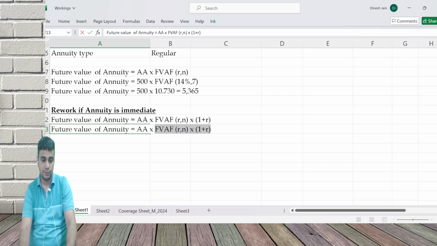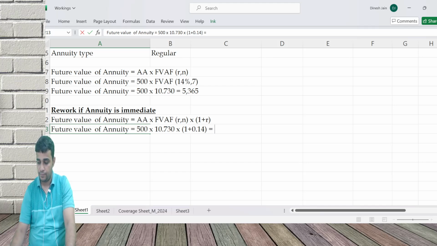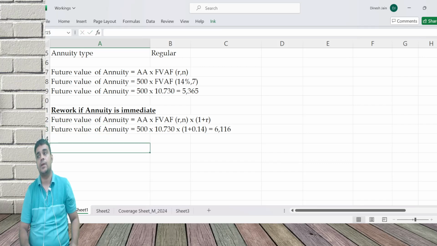500 into 10.730 into what? 1 plus how much? 0.14. So 6116. Any doubts on this? Immediate means you get 1 more year of valuation.